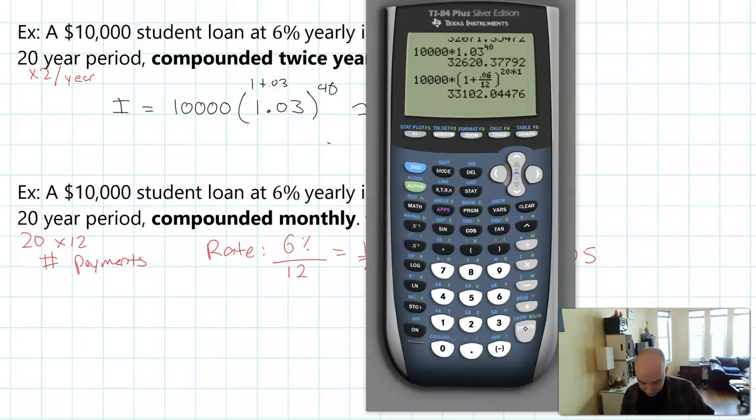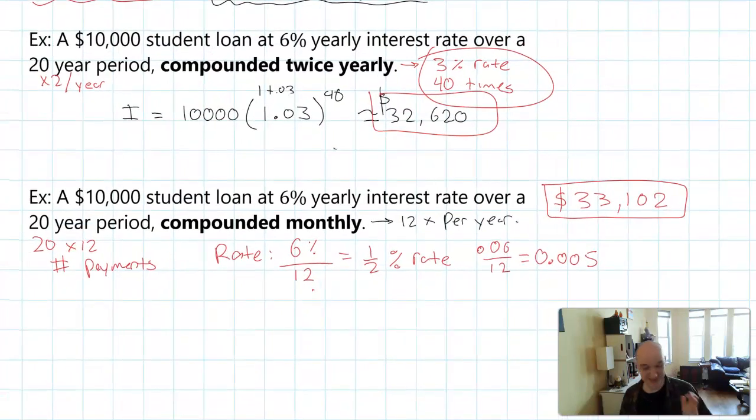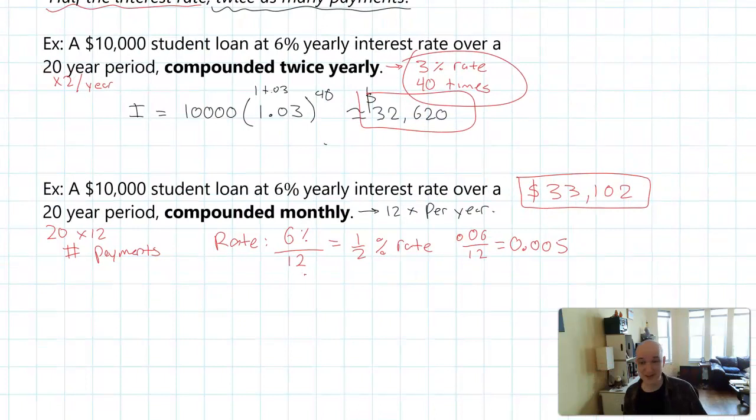About 33,102. So that's about 33,102. So if you compare that to the original simple interest, it's actually about $1,000 in difference. We went from 32 to 33,000. And I know these numbers, again, are just estimates, but the difference in compounding with the same loan and same nominal rate, same advertised rate, can actually be pretty big.